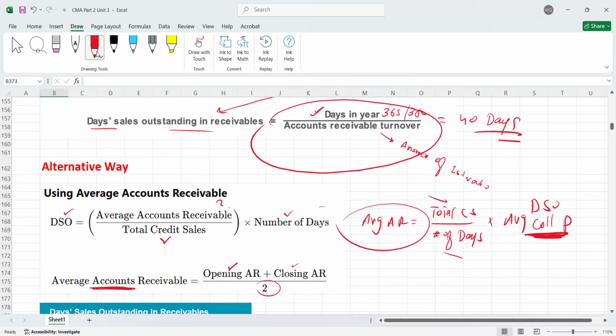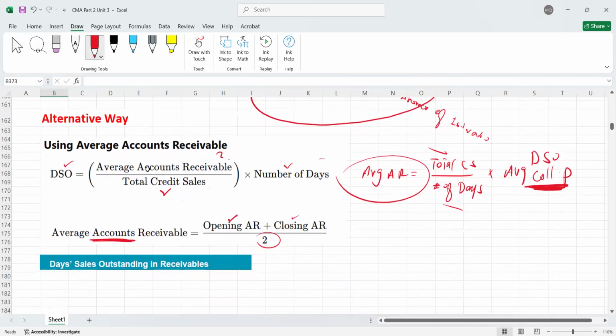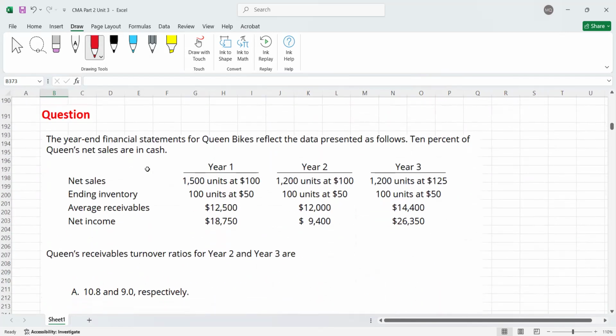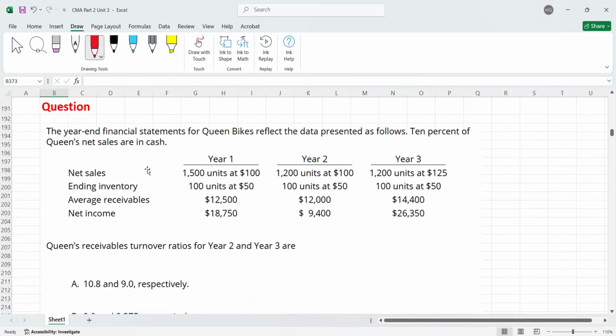So now let's do some questions directly so you can get the idea here. For example, it's a very basic and simple question. There is only one trick here: cash sales and credit sales are given, so you have to use credit sales, make sure. So let's have a look. They're saying the year-end financial statements for Queen Bikes reflect the data presented as follows. So what's the data? 10% of Queen's net sales are in cash.